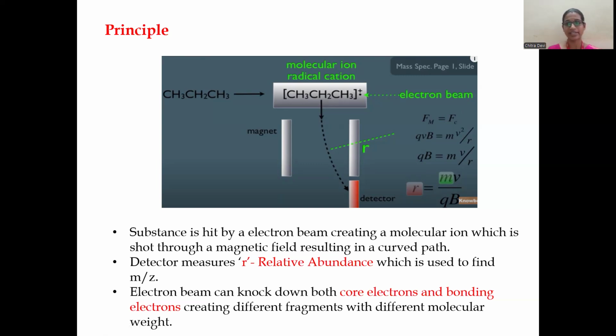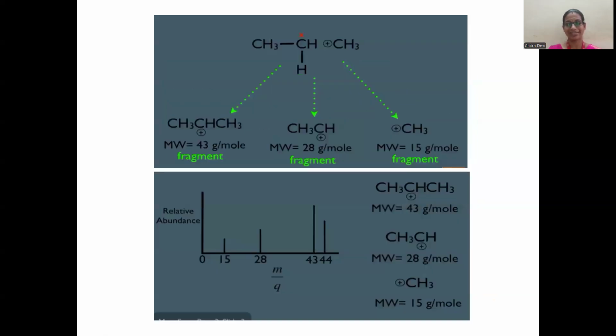So here you can rearrange the equation and finally get R. R is equal to M into V by Q into B. This M by Q is the mass to charge ratio. So this R is directly proportional to M by Q. Here in the diagram below, there will be a graph with peaks, showing relative abundance versus M by Q. So M by Q directly helps us to find out the molecular weight of the compound.